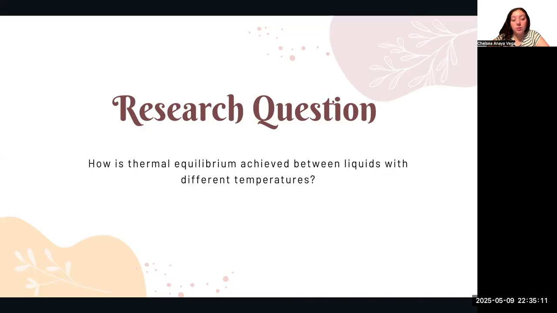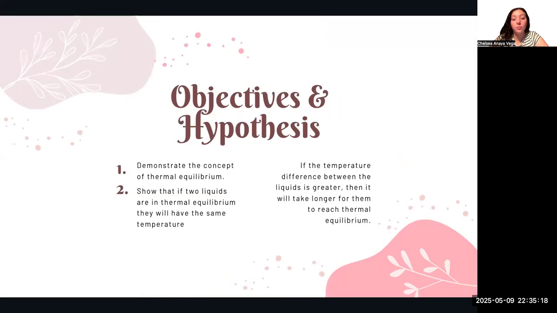First of all, the research question: how is thermal equilibrium achieved between liquids with different temperatures? The objectives and hypothesis. Well, the objective is to demonstrate the concept of thermal equilibrium, so that if two liquids are in thermal equilibrium, they will have the same temperature. The hypothesis was that if the temperature difference between the liquids is greater, then it would take longer for them to reach thermal equilibrium.